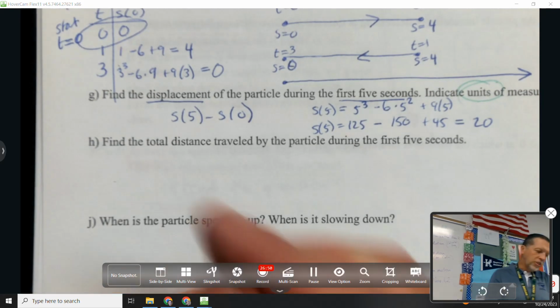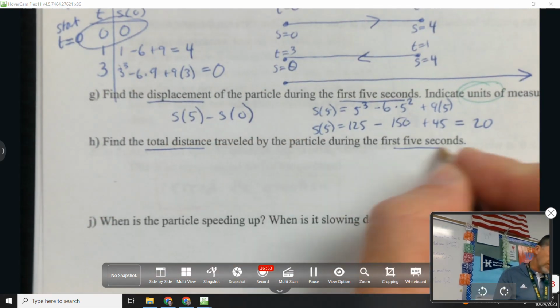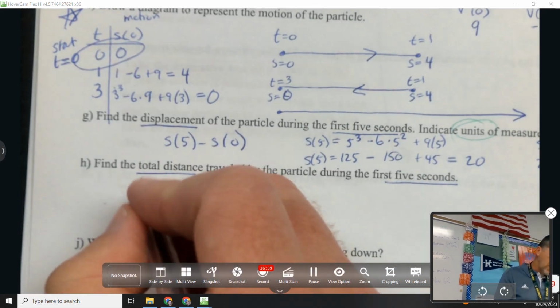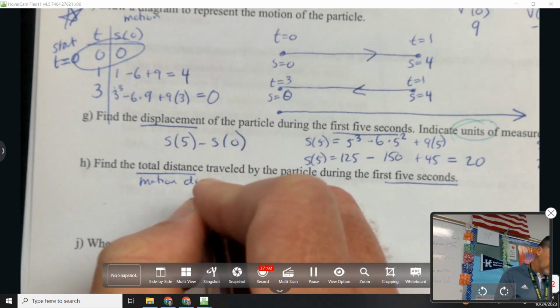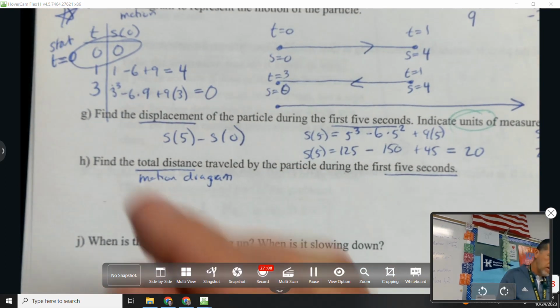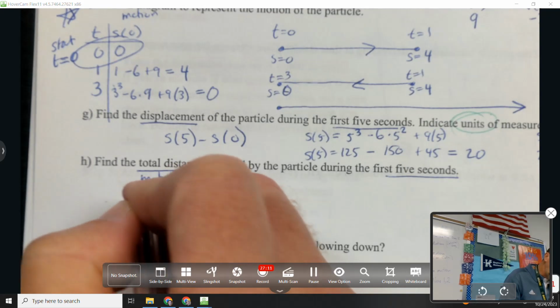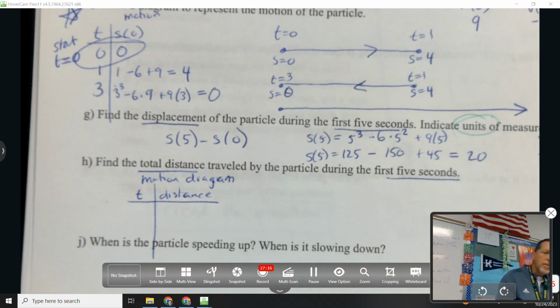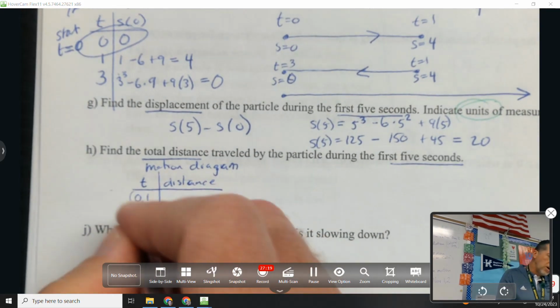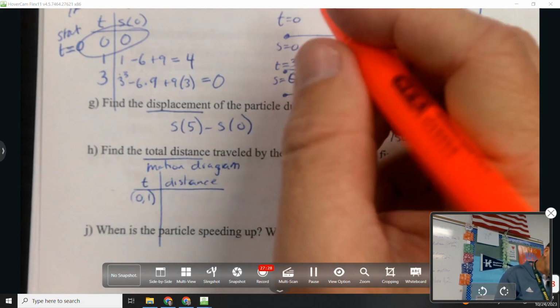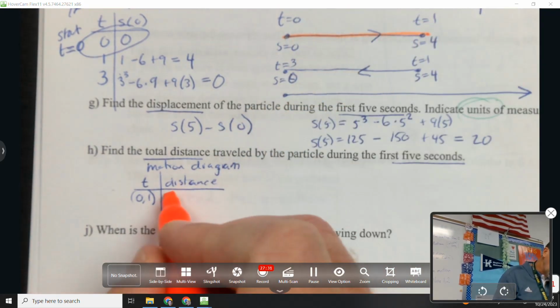All right, H is a little trickier because it's the total distance during the first 5 seconds. So I need to worry about, now my motion diagram is going to be very helpful here. I'm just going to get a little table going here. From 0 to 1, this is intervals now. From 0 to 1, how far did we go? 4. So from t equals 0 to t equals 1, we went 4 meters.